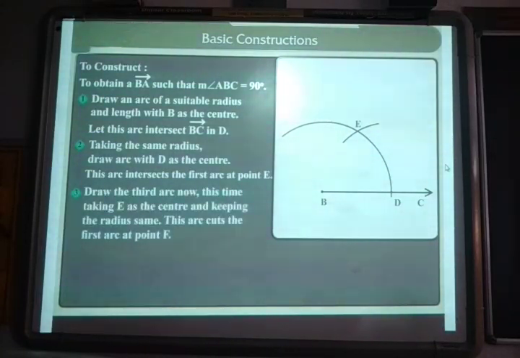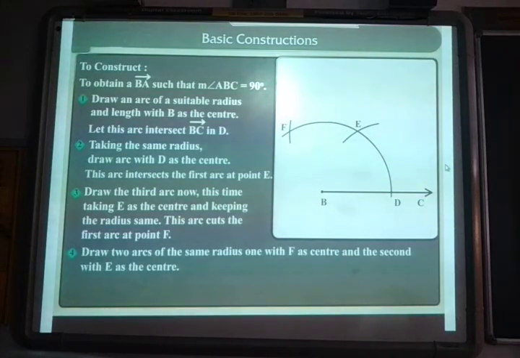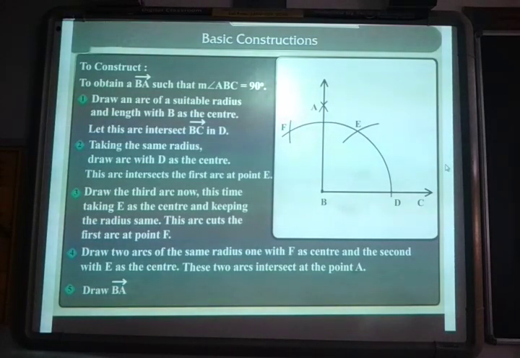Draw the third arc now, this time taking E as the center and keeping the radius the same. This arc cuts the first arc at point F. Draw two arcs of the same radius, one with F as the center and the second with E as the center. These two arcs intersect at the point A. Now, produce ray BA. We have angle ABC of measure 90 degrees.